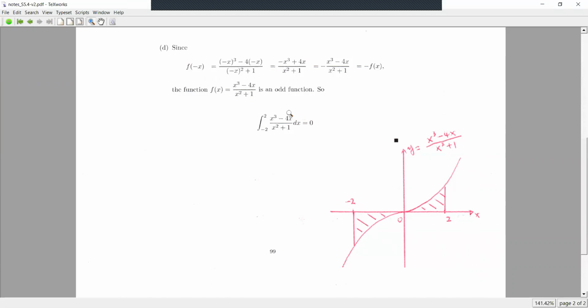So if you use the fundamental theorem to compute this integral, you need to find an antiderivative first. But that is difficult. But using symmetry, it's easy to tell this integral is 0. Okay.